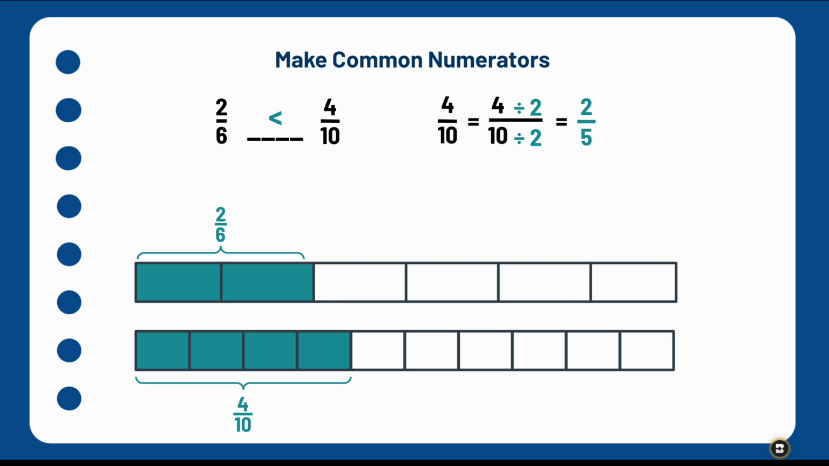Let's see what this looks like using tape diagrams. These tape diagrams show 2/6 shaded and 4/10 shaded. However, if we group the tenths together in groups of 2, we can make the bottom tape diagram show fifths. We see that 4/10 is equivalent to 2/5. Once again, to compare the fractions, 2/6 is less than 4/10 or 2/5.